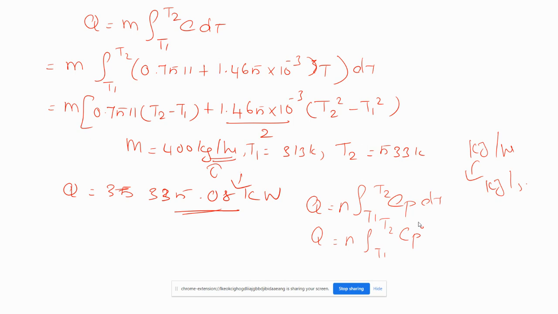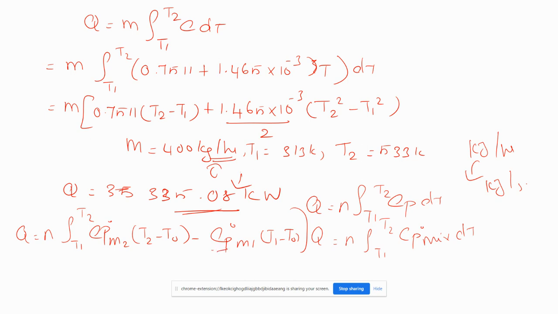Okay, the next set of problems are Q is equal to n integral T1 to T2 Cp naught mix dT, and the next is Q is equal to n [Cp naught M2 into (T2 minus T0) minus Cp naught M1 into (T1 minus T0)]. So this is for individual gases.